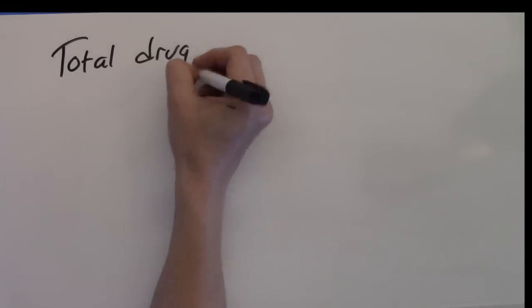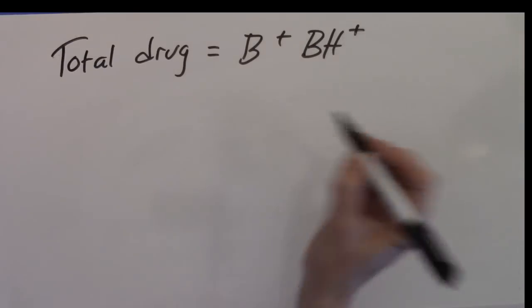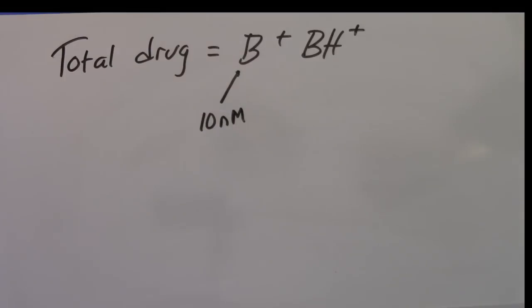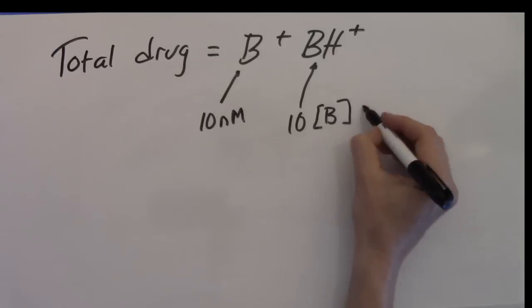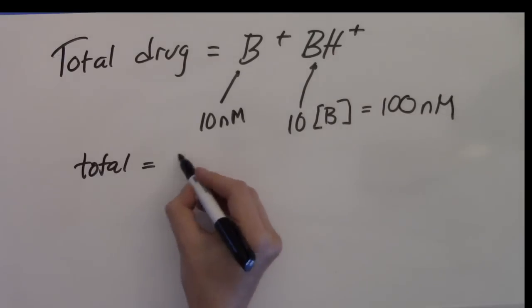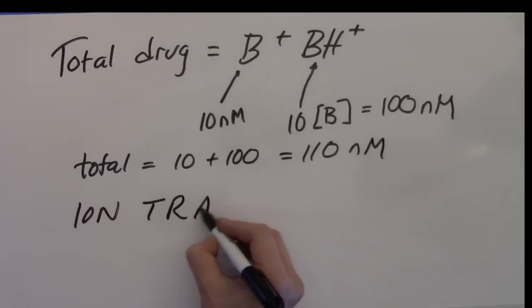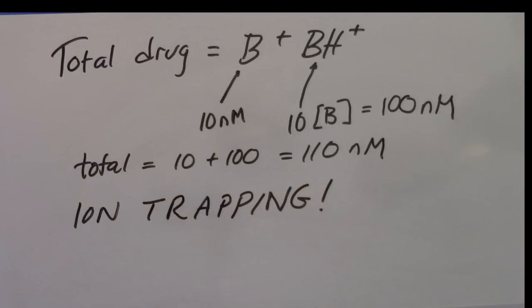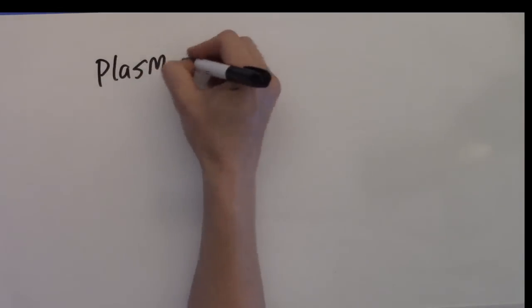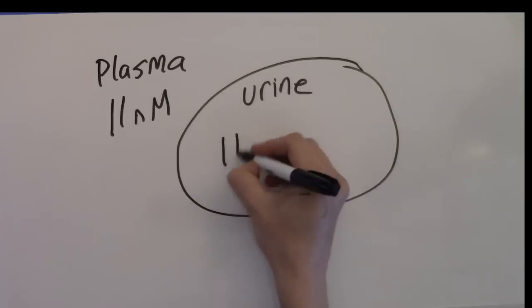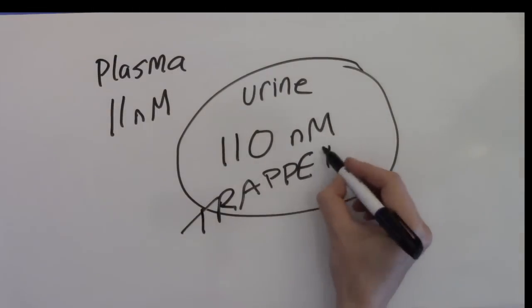So now let's add up the total drug in the urine, that is B plus BH+. This is 10 nanomolar plus 10 times 10 nanomolar, so our total is 110 nanomolar. Remember that the total drug that we measured in the plasma was 11 nanomolar, and now in the urine it's 110 nanomolar. So we can say that this drug has undergone ion trapping in the urine. So again, the plasma concentration is 11 nanomolar, and in the urine it's 10 times higher. So ion trapping has occurred.